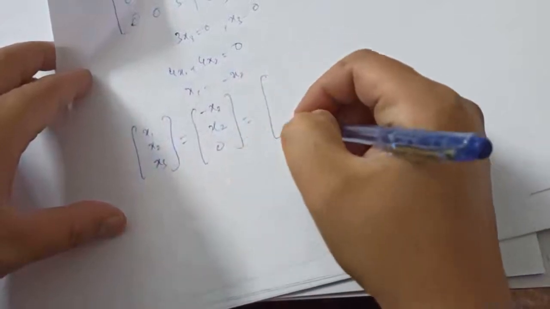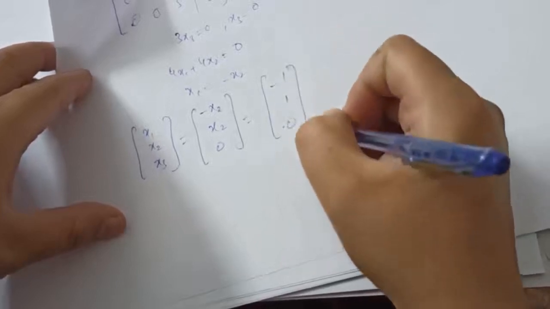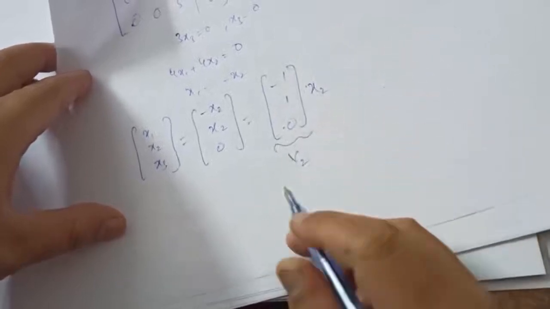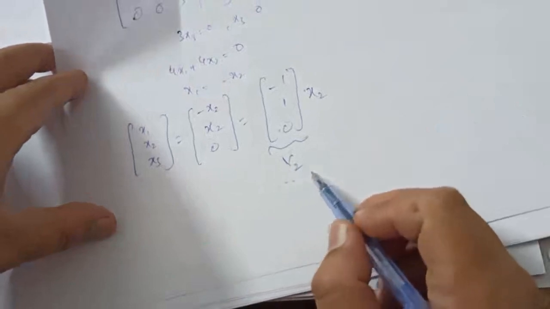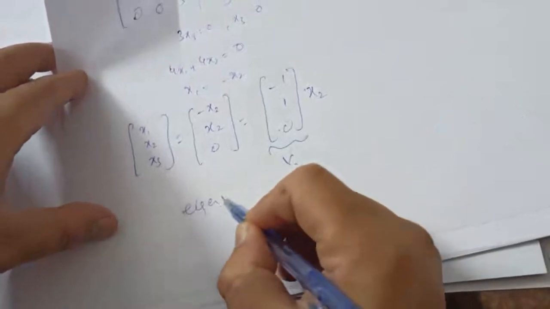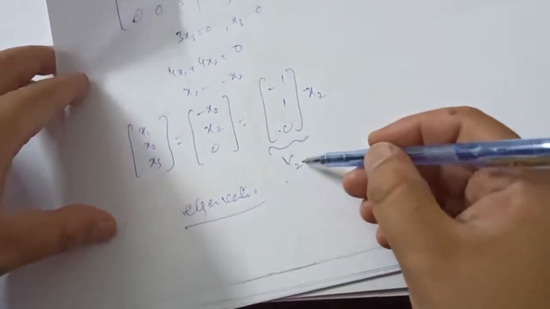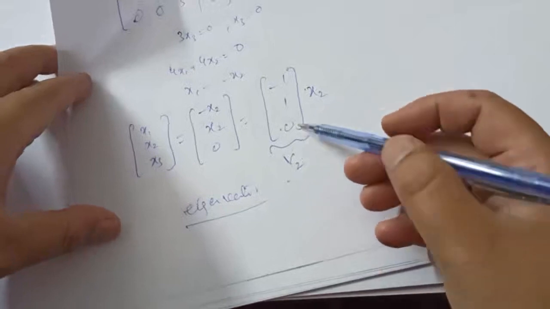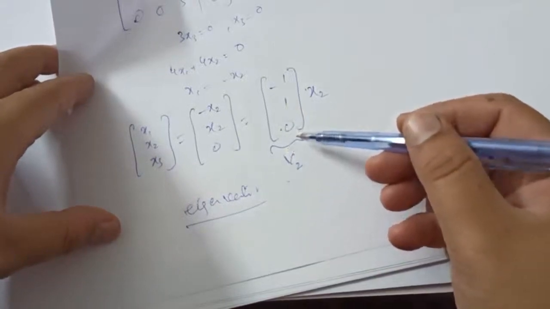So the resulting vector is minus 1, 1, and 0, which is x2 here. So this is your vector corresponding to v2. In this case we only have one eigenvector, and the multiplicity of the eigenvalue to which this eigenvector corresponds is 2. So it means for those two eigenvalues I can only have two eigenvectors.